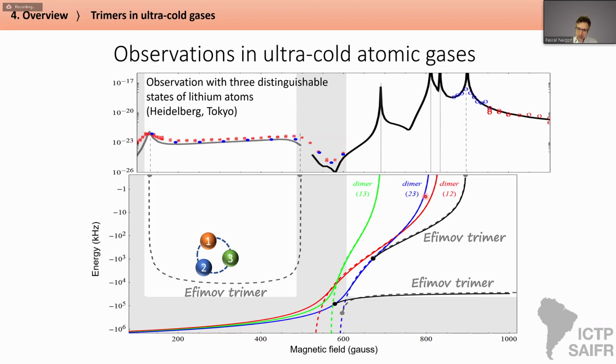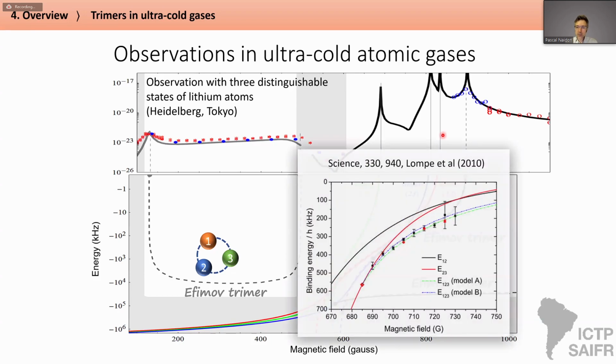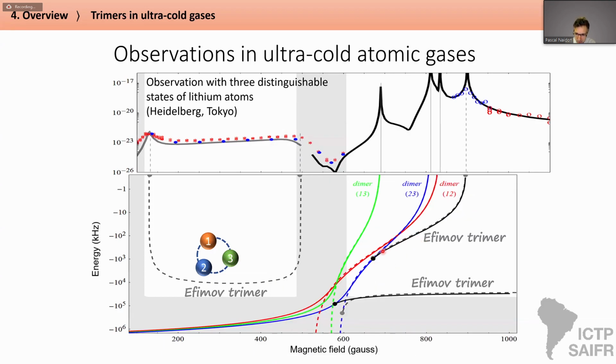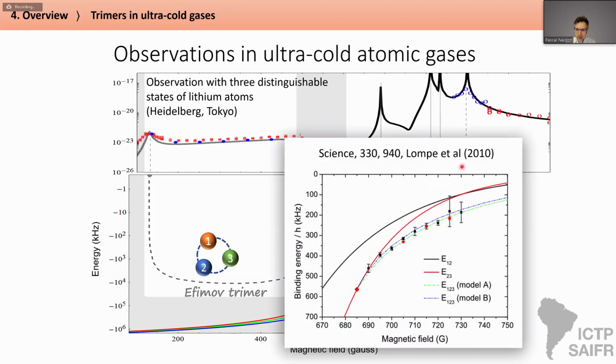But then it was possible to actually measure what happens in this region here, where the Helium state dissociates into a dimer plus an atom, and to confirm again this theoretical description. So this was done also.